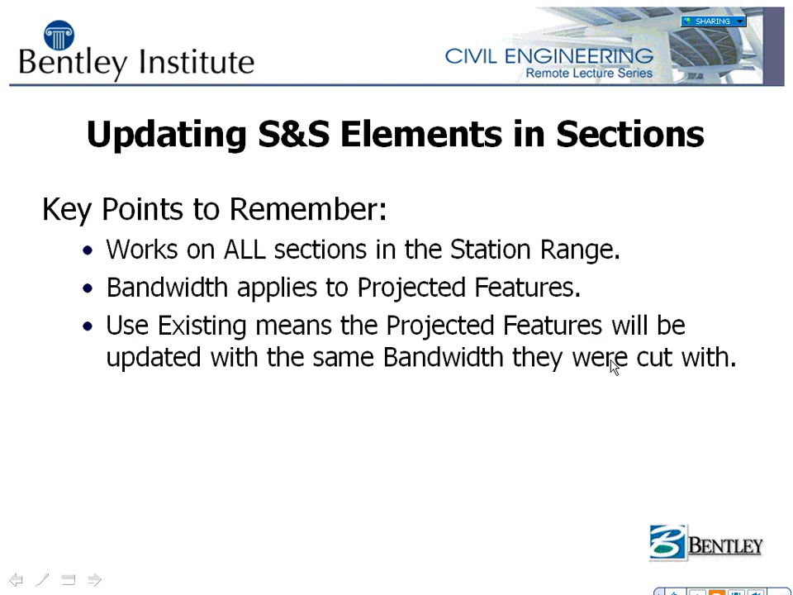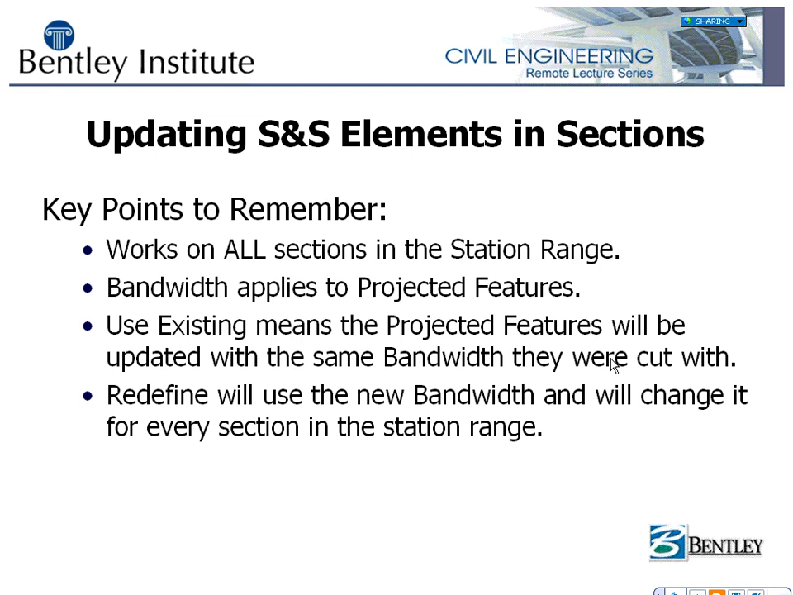Key points to remember, and I've mentioned most of these while we were talking, but just so you'll have them for your reference: it works on all the sections that are in the station range shown in the start stop at the top of the dialog. The bandwidth applies only to the projected features, because anything that crosses the section line is where the crossings will be shown. Use existing means that the projected features will be updated with the same bandwidth in which they were cut, and redefine means you can change the bandwidth on any section, or range of sections.